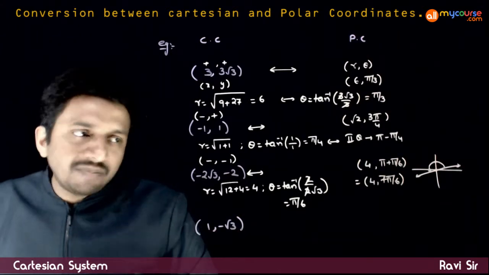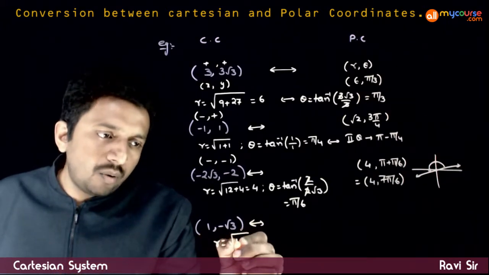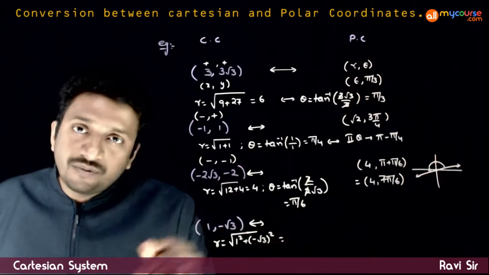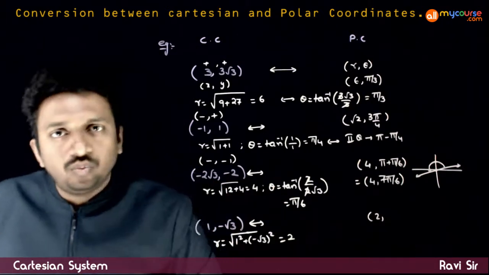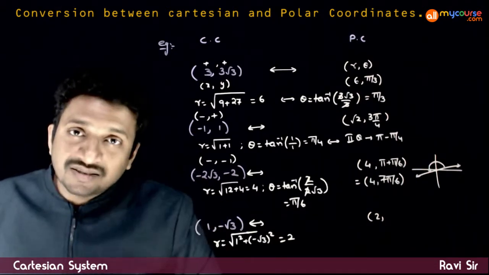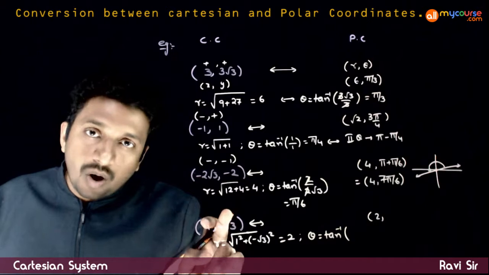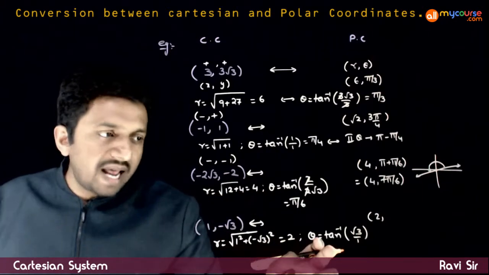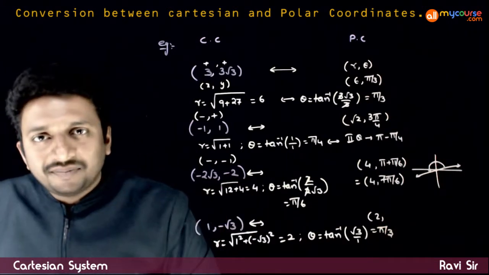Next, let us go to the last example. So 1, minus root 3. So r is again equal to root of 1 square plus minus root 3 whole square. 1 plus 3 is equal to 4. Root 4 is equal to 2. So r is equal to 2. Now, let's go for theta. Again, in the first step, forget about the signs. So theta is equal to tan inverse of modulus of y by modulus of x. It is root 3 by 1. So tan inverse of root 3 is equal to pi by 3.